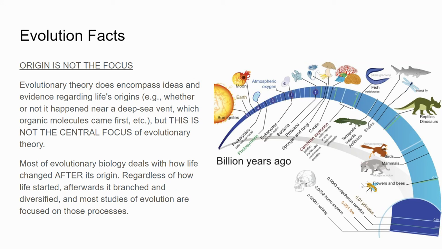When we talk about evolution, most of the time we're not talking about the origin of life. I know Charles Darwin's book was called Origin of Species, but that's not really the main focus of evolution. It does encompass this idea of the origin of life, but most evolutionary biologists are looking at how life changed after its origin.